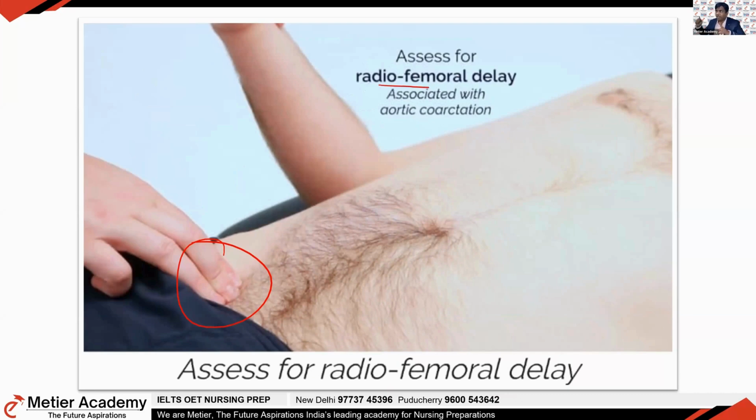There is one more question. Radial-apical delay is pulse deficit. Radial delay indicates coarctation of the aorta. Radio-femoral delay is also coarctation of the aorta. These are all very rare, but important in the assessment. Not every time the same question can come. So radial-apical delay is pulse deficit, radial delay is coarctation of the aorta, and radio-femoral delay is also coarctation of the aorta.